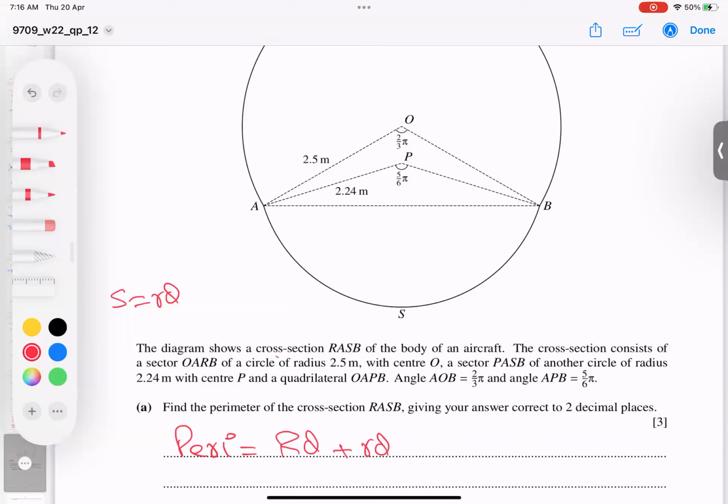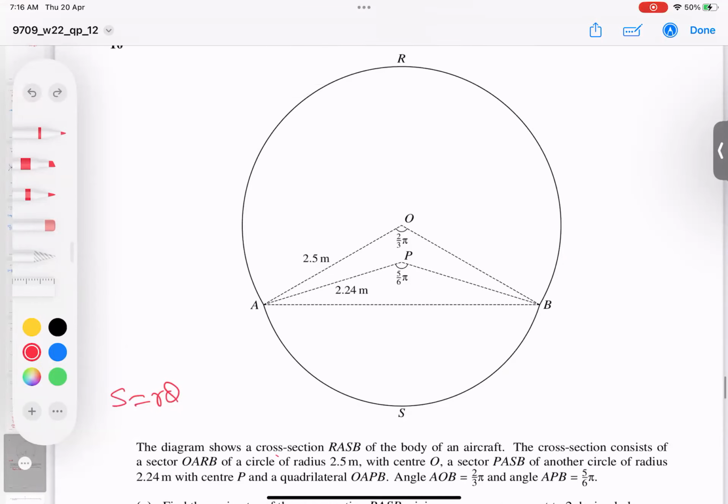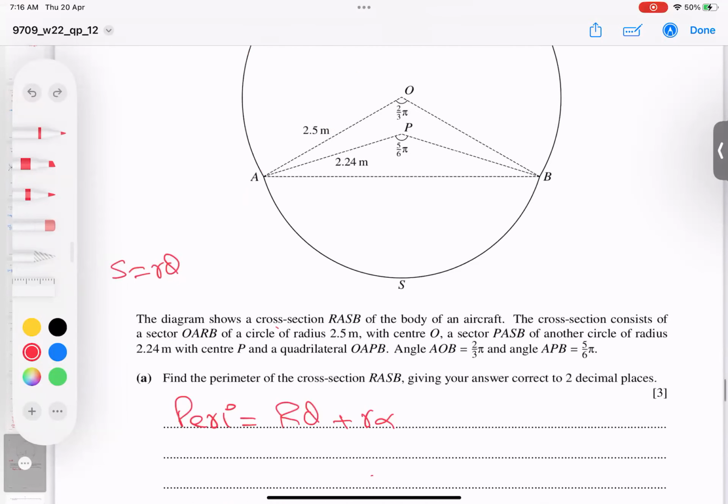What is the difference here? Or I can say r alpha, no problem. To differentiate, for the bigger circle I take R theta, and for the smaller one I take r theta. So first of all, how do we get this r theta? The radius is 2.5, so this 2.5 is coming here.